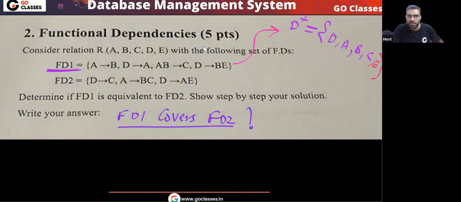So I can say that here I got A determining D, determining C. No problem, I got D determining C. That I got. What about A determining BC?